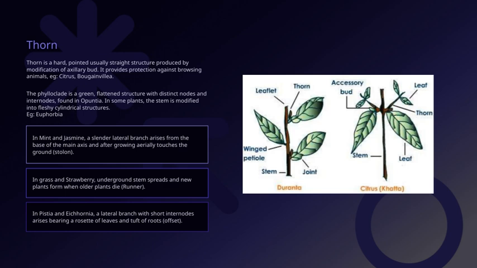Finally, I want to mention thorns. Thorns are hard, pointed structures that develop from modified axillary buds. They serve primarily as a defense mechanism, protecting the plant from browsing animals. Examples include citrus and bougainvillea. Thorns are an important adaptation for survival, especially in environments where herbivores are prevalent.